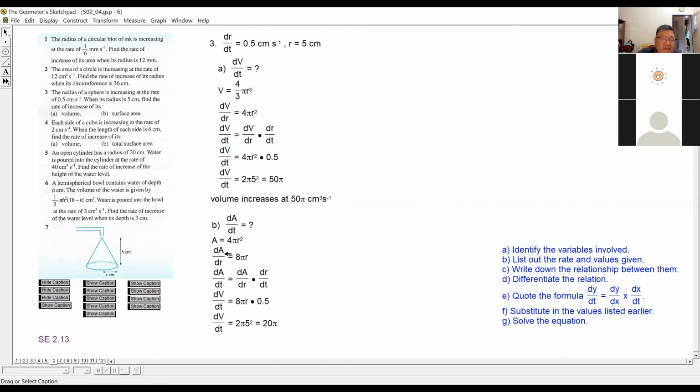Then after that, you have to differentiate. Differentiate, you get 8 pi r. After differentiating, what must you do?